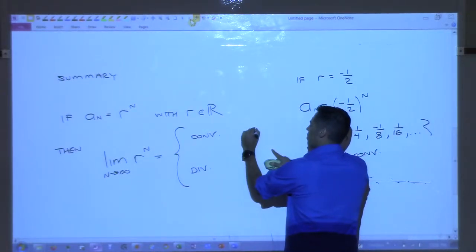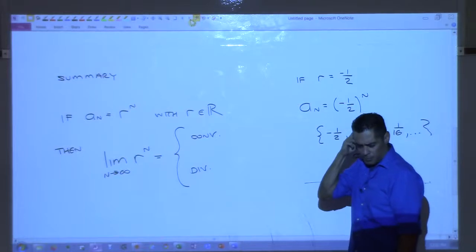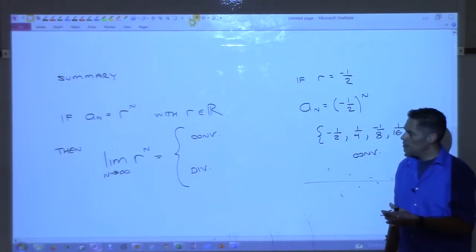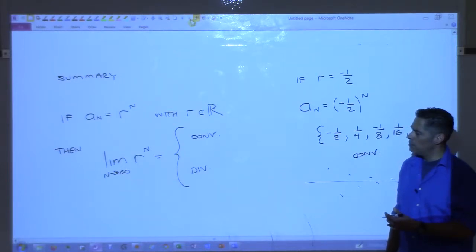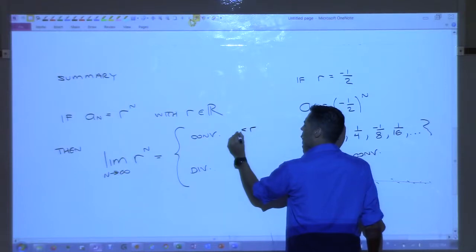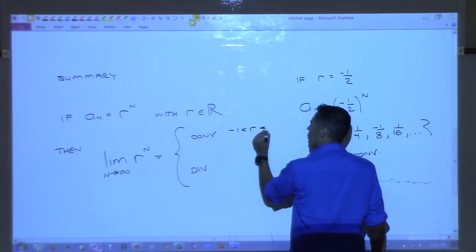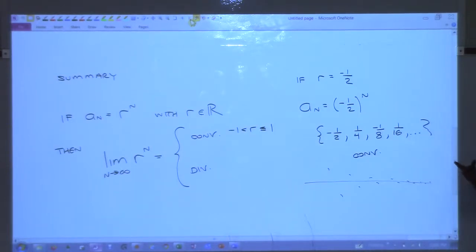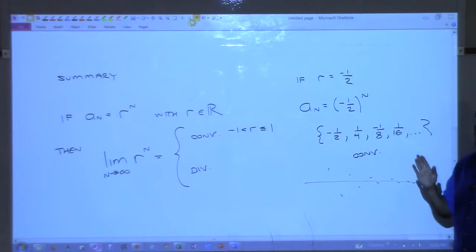It converges if r was bigger than -1 and smaller than or equal to 1. Right? Because when it was 1, it was just 1, 1, 1, 1, 1, 1, 1. So that converged. If it was 0, it converged. If it was between 0 and 1, it converged. If it was between -1 and 0, it converged. So that's when it converges.